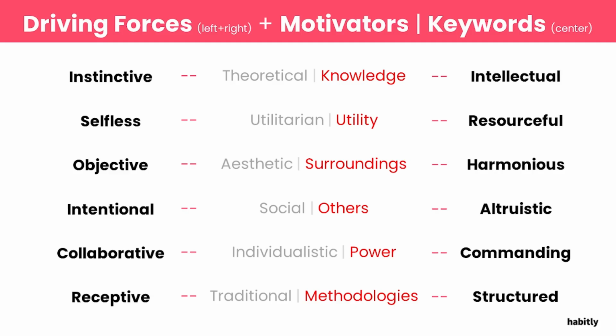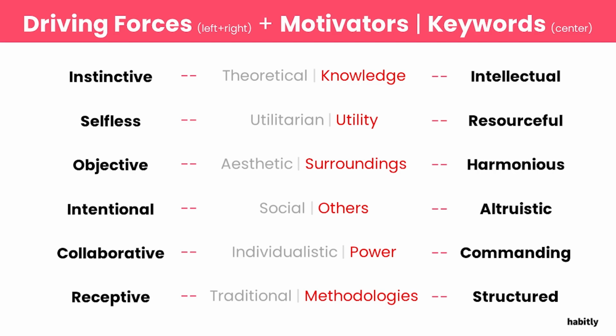So we all have 6 values or motivators. They are theoretical, utilitarian, aesthetic, social, individualistic, and traditional. That's down the center of the screen here. Now, the difference is we have them in varying intensities, so they can be quite different. What's also been discovered is that each one has 2 extremes.